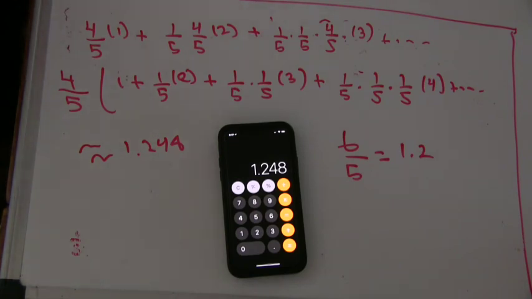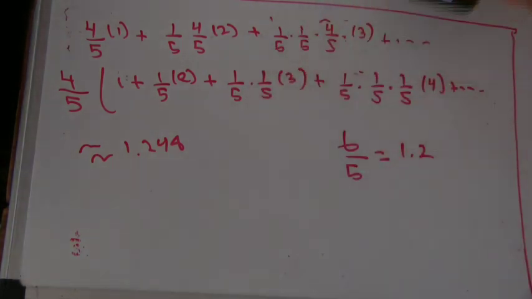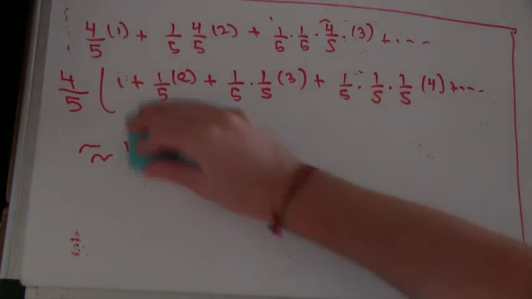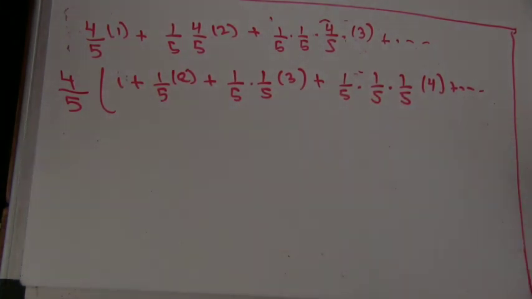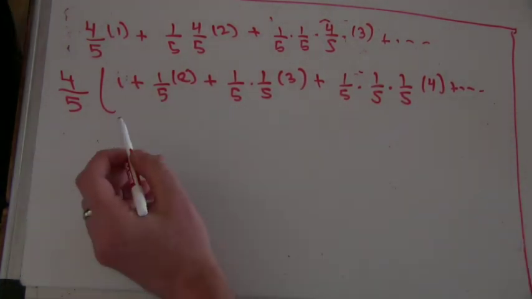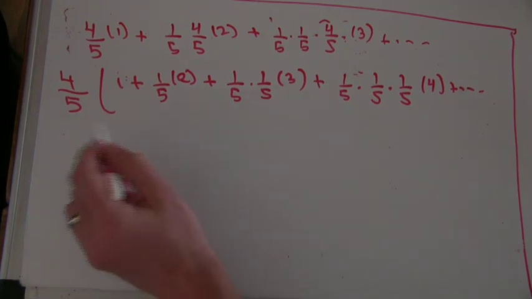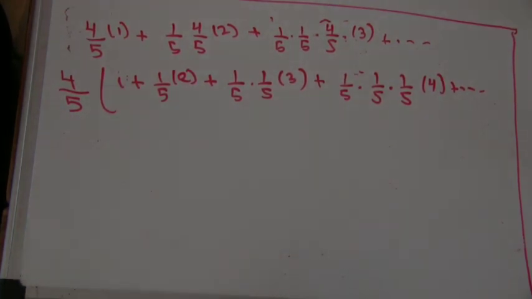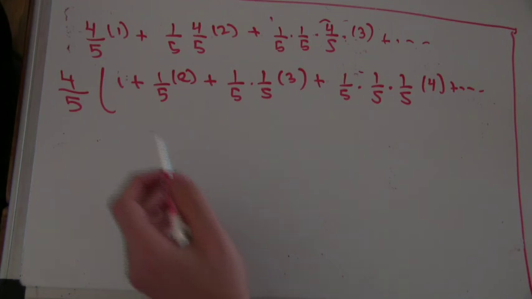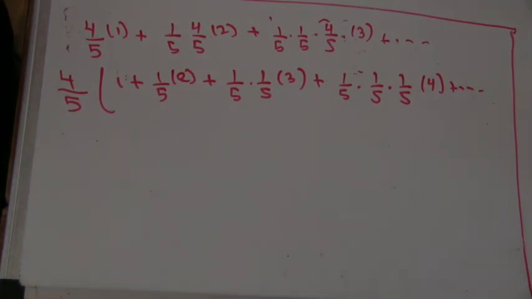So now we have a revised guess. What is 1.25 as a fraction? It's 5/4. Okay. So now we're back to trying to figure out if we can show that we think this whole thing on the inside times 4/5 might be 5/4. So what can we do to sum this? This is a challenging sum.